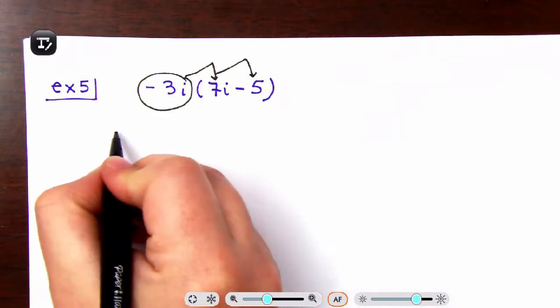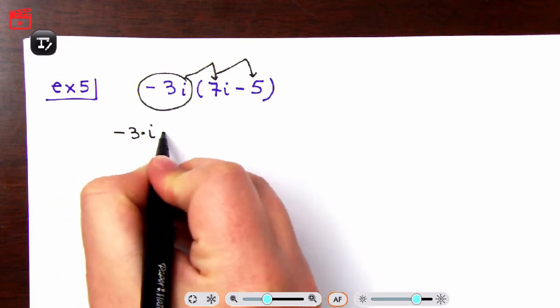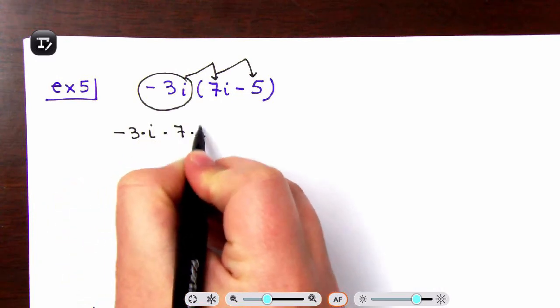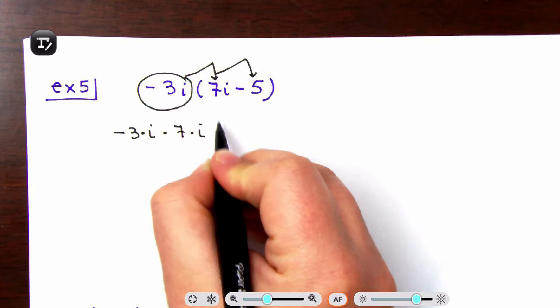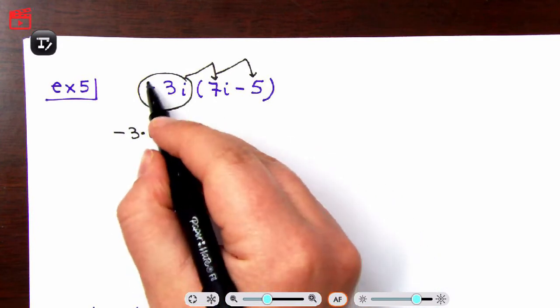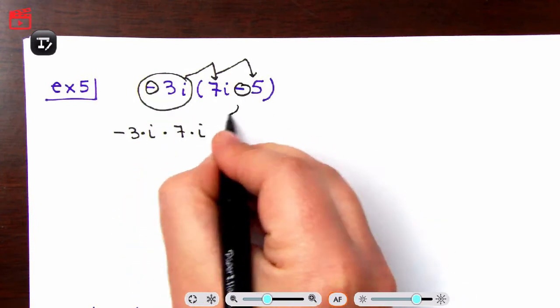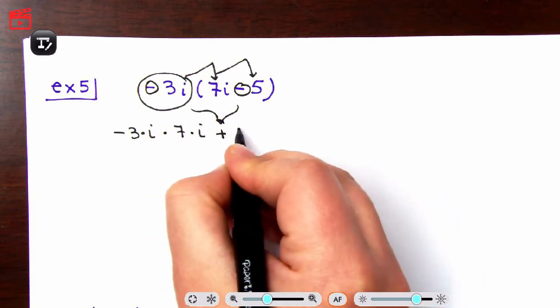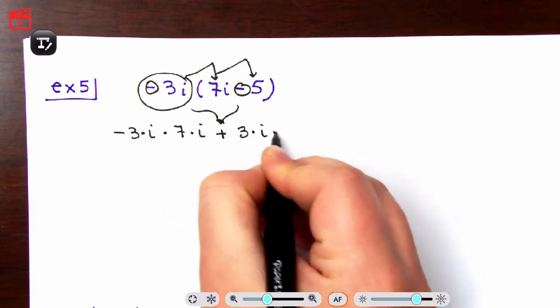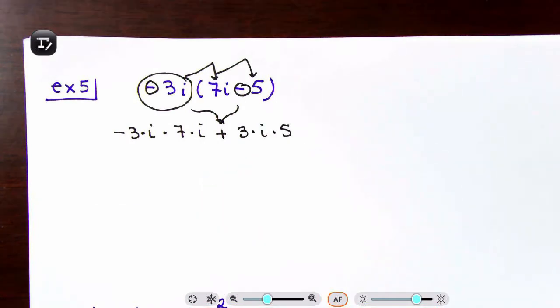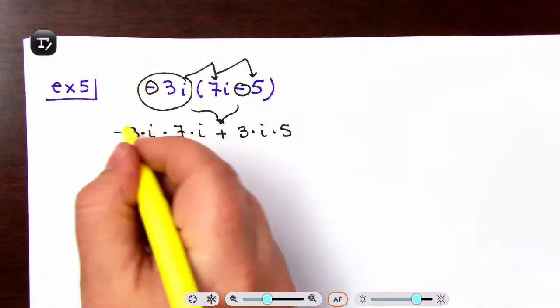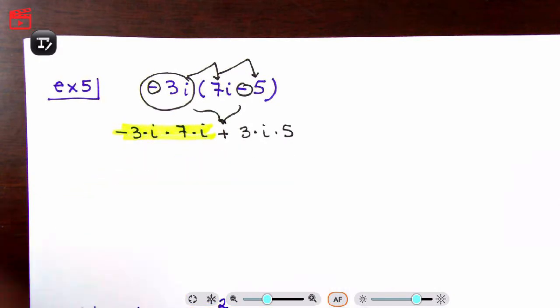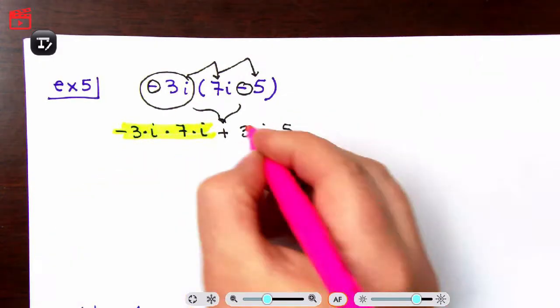For example, I have negative 3 times i times 7 times i. And then I have a negative times a negative, so it's going to be a positive. So this negative and this negative create a positive. And that's going to be 3 times i times 5. And I'm going to highlight this in 2 different colors so you know what we're talking about. We're talking about the first multiplication, and then we have the second multiplication.